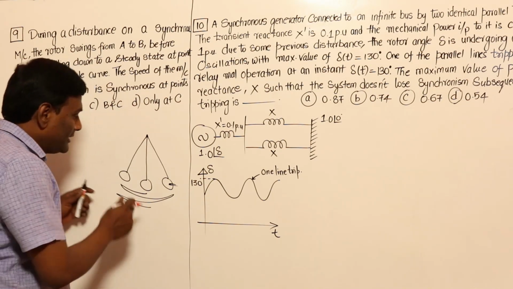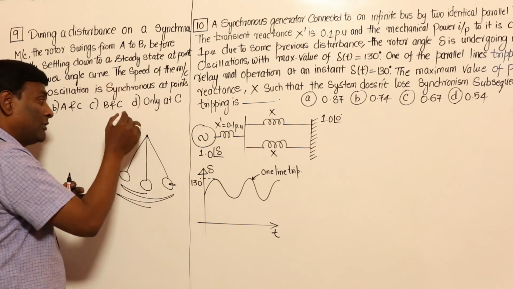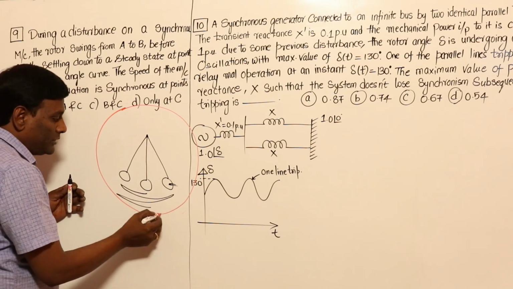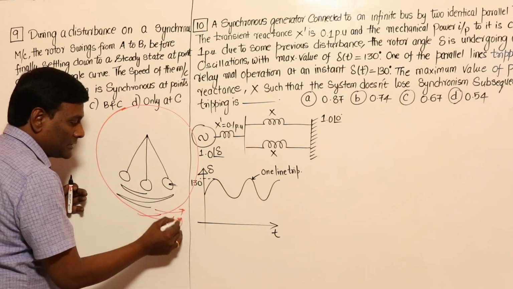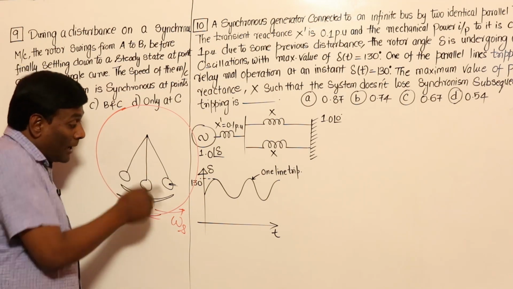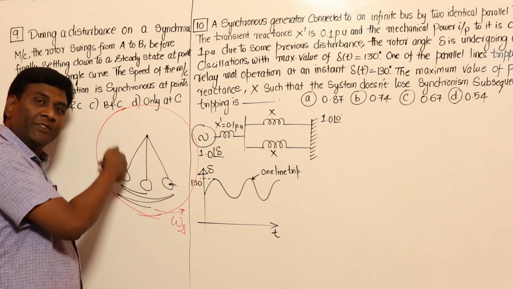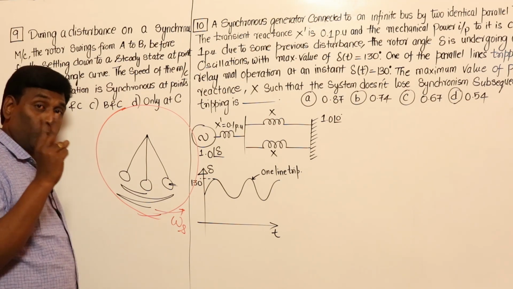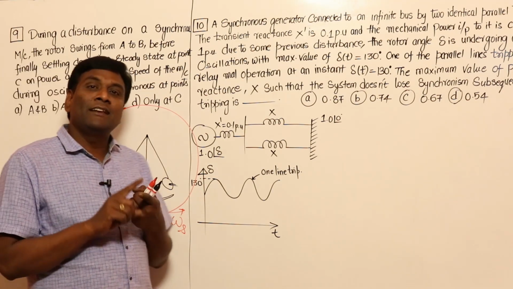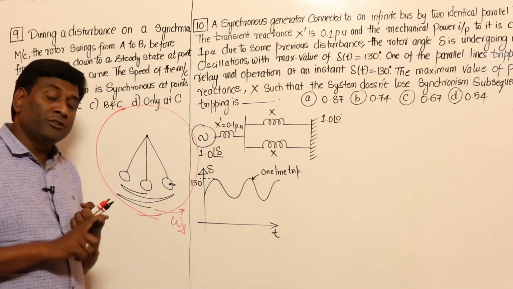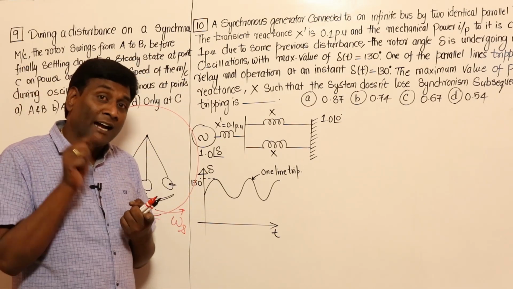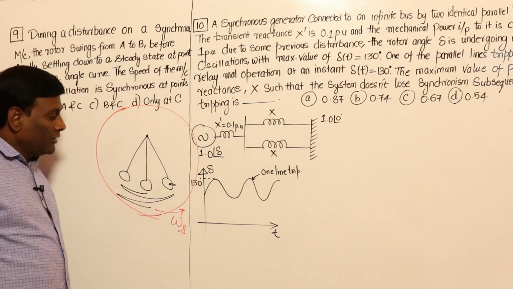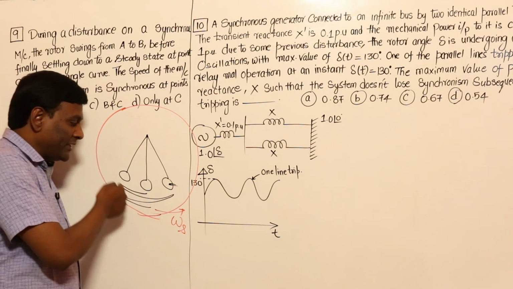For example, this particular pendulum, as we discussed in our first session, is on a disc. This disc is rotating at synchronous speed omega s, and upon the disc it is oscillating, swinging. So when will the swing equation come into the picture? Two conditions. What are those? Accelerating torque should be non-zero, and also, I repeat, speed should be other than synchronous speed.